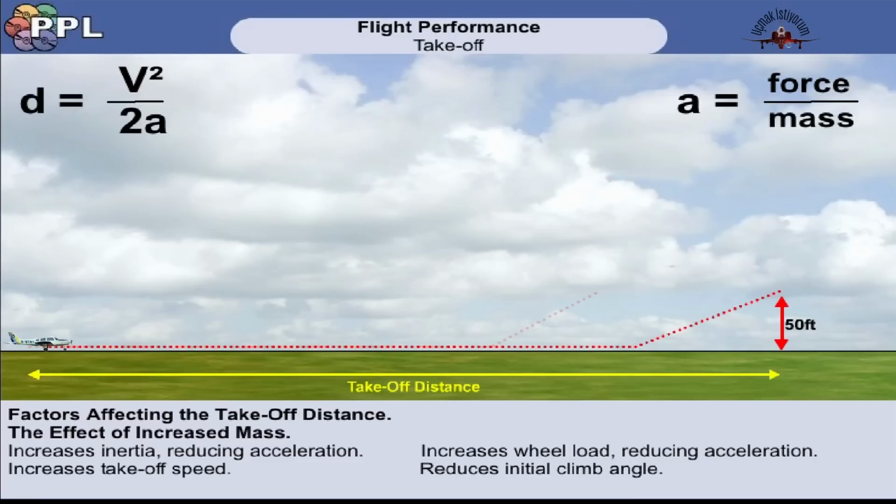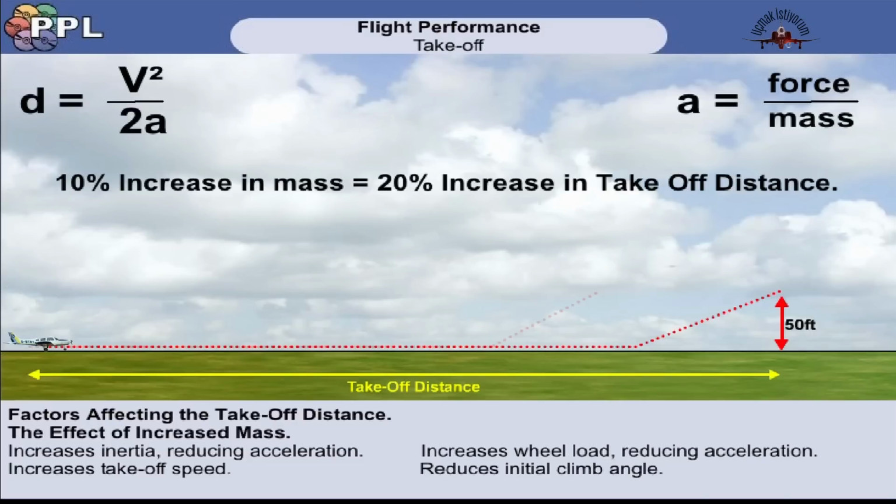The last effect is that a higher mass will reduce the aircraft's angle in the initial climb. This decreased angle will increase the airborne distance to get to 50 feet, as shown. A rough calculation to help you quickly quantify the effect is to know that a 10% increase in mass will increase the takeoff distance by approximately 20%, or a factor of 1.2.